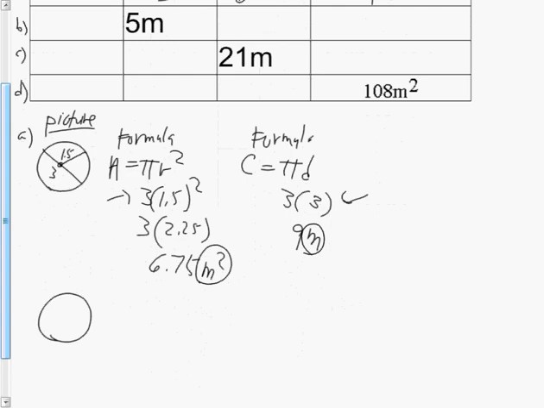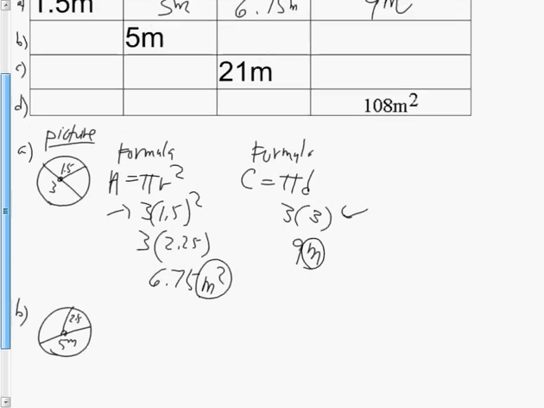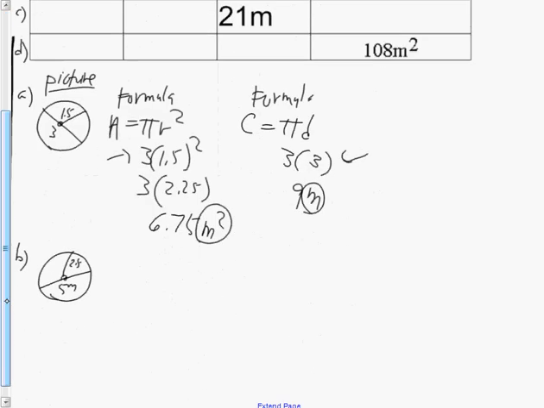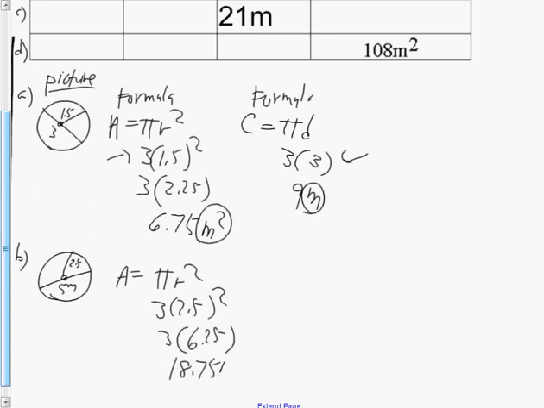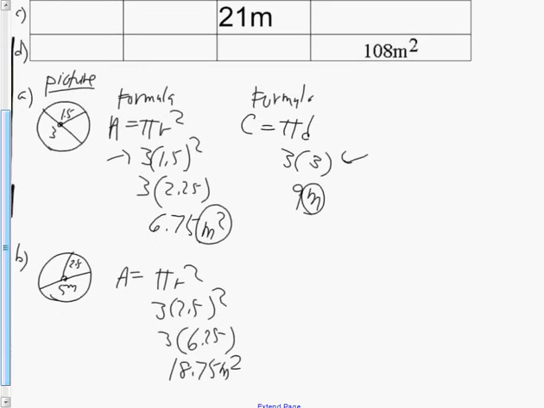So my circle will look like this for B. I know the diameter is 5, which means the radius will be 2.5. So again, for area, I'll use pi r squared, or pi times the radius squared, or pi times 2.5 squared, which is 6.25, which would be 18.75. Is it meters or centimeters? It's meters. Meters squared is your area. Formula, substitute, simplify, answer, proper units.